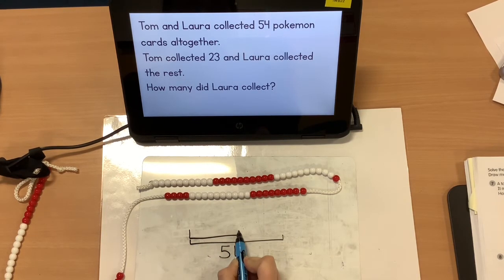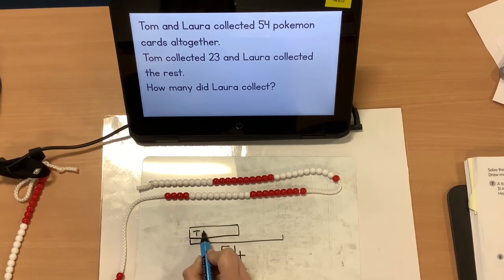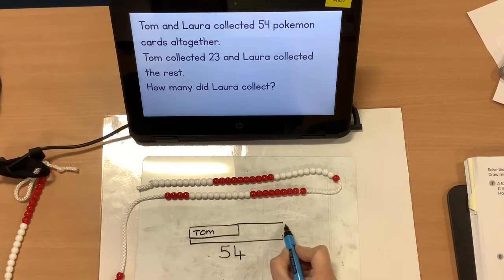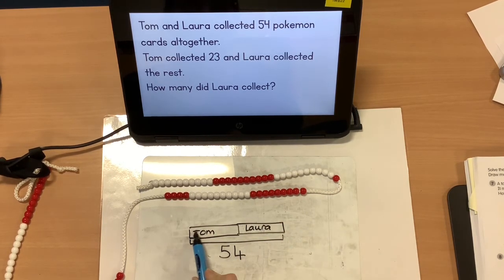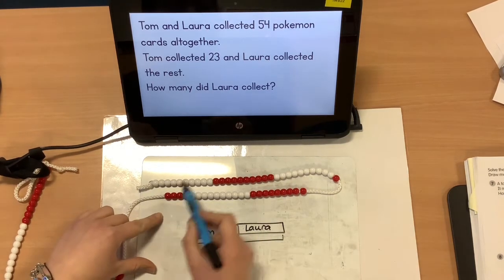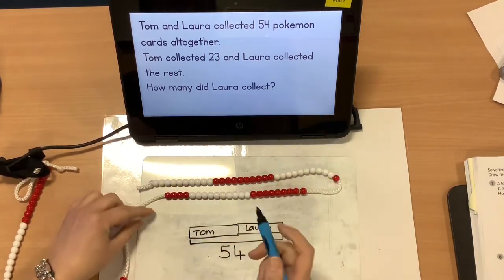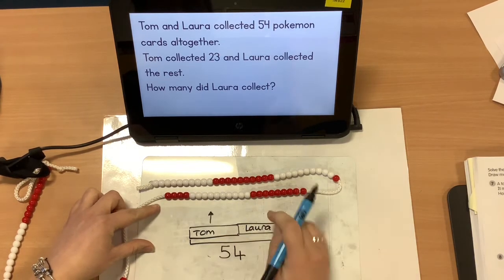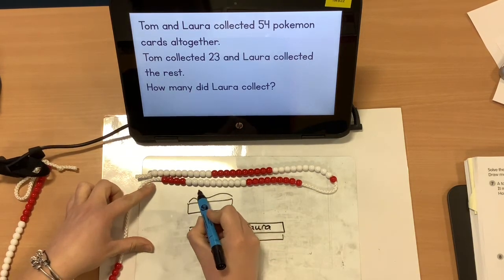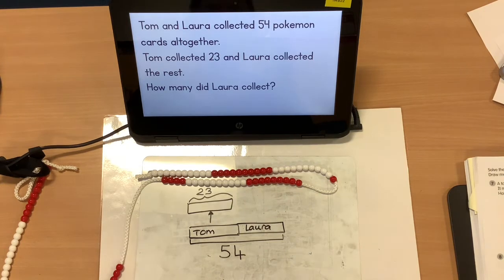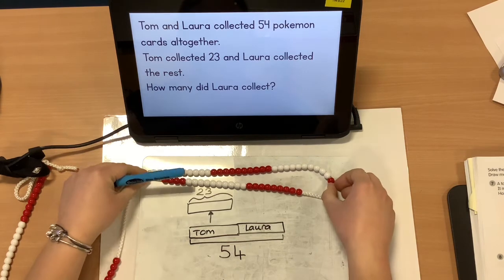We also know that our Pokemon cards are made up of Tom and Laura, because they are the two people that have collected the Pokemon cards. Now we know that Tom's amount is 23, and we need to know how many are Laura's. So what we do, and remember we did this with our bead string, we had 54 altogether, and we separated, we moved Tom's amount away. We took away Tom's 23. Now once we had taken away Tom's 23, we were left with Laura's amount.